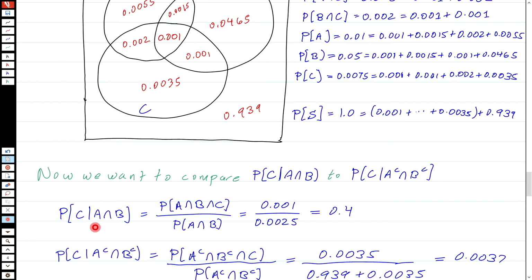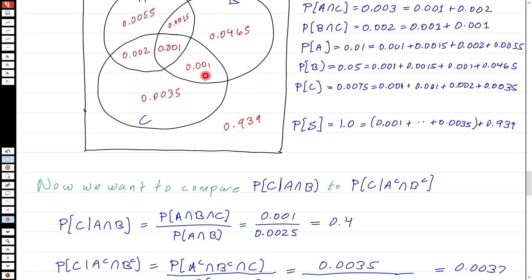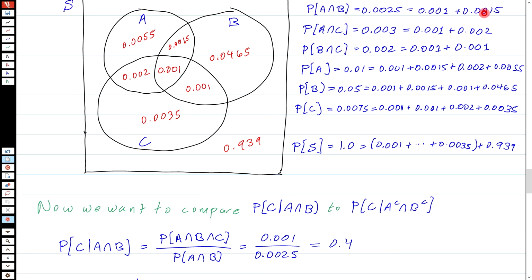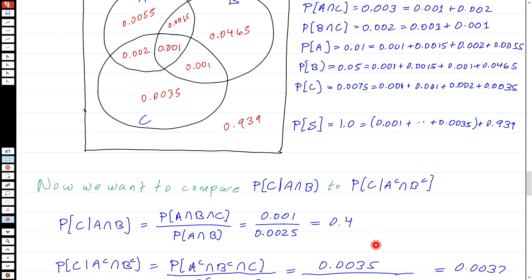So C given A and B is going to be the intersection between C, A, and B, so probability of A intersection B intersection C, divided by probability of A intersection B. I know all of these numbers. There's 0.001 is the intersection of the 3 of them. A intersection B comes from our given information is 0.0025, and that probability is 0.4.